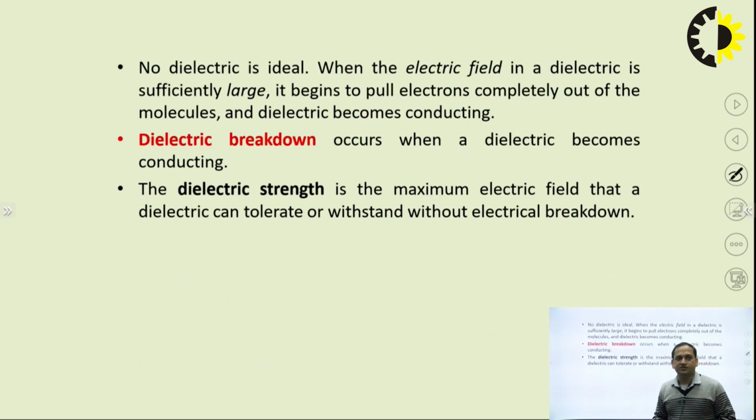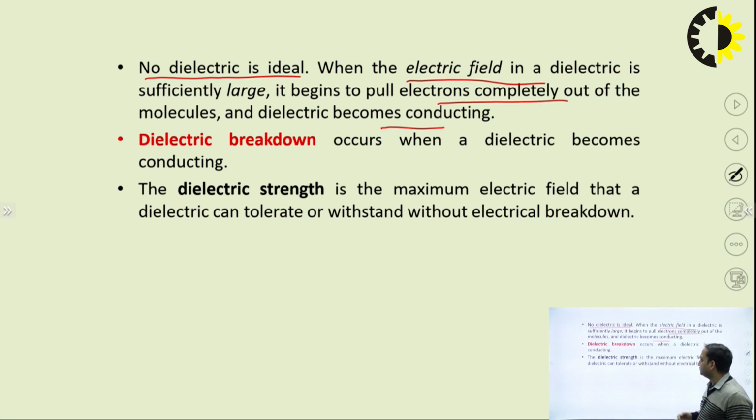Here it is mentioned how the dielectric field occurs, and there are different cases we can discuss. When the electric field in the dielectric is sufficiently large, it begins to pull electrons completely out of the molecules, and the dielectric becomes conducting. This is dielectric breakdown, which occurs when the dielectric becomes conducting.